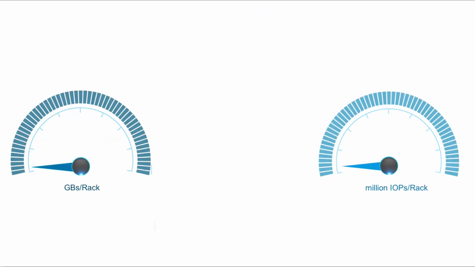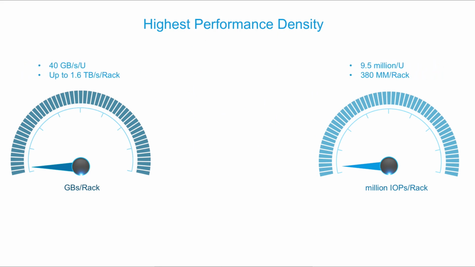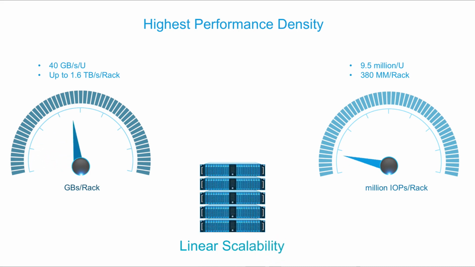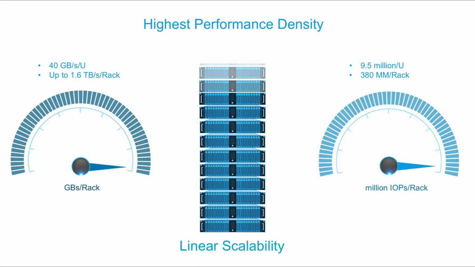As a result, NVMesh gives the highest performance per rack unit in the market. Benchmarks in the field have demonstrated performance up to 40 gigabytes per second and 9.5 million IOPS per unit. With our 100% linear scalability, this gives a staggering 1.6 terabytes per second and 380 million IOPS per rack.